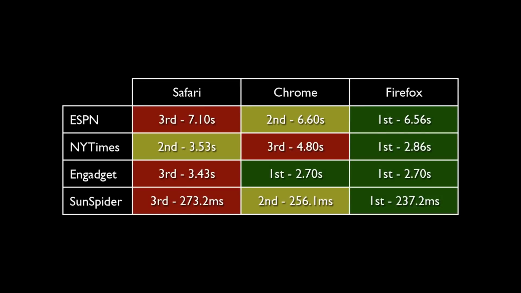As you can see, Firefox in terms of raw speed is the fastest in every single test. Chrome came in second, with one tie for first, two second place finishes, and one third place finish. Safari came in last, with three third place finishes and one second place finish.